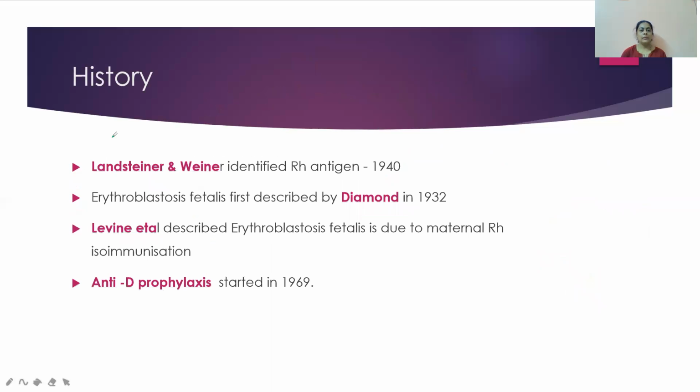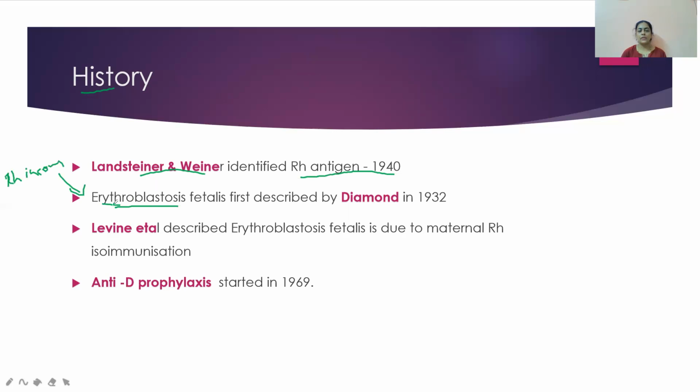Coming to a little bit about the history. As I told in my first slide, Landsteiner and Wiener discovered this Rh antigen in 1940 in a rhesus monkey. Erythroblastosis fetalis is the consequence of Rh incompatibility. Rh incompatibility leads to erythroblastosis fetalis. I will explain it in the further slides. Mainly there will be hydrops, anemia, and hyperbilirubinemia.